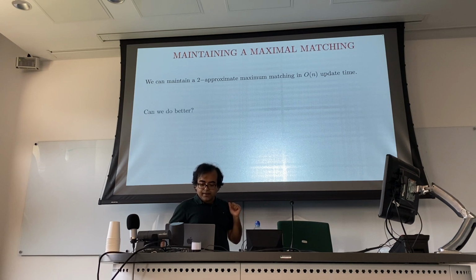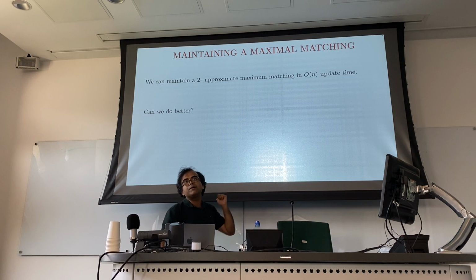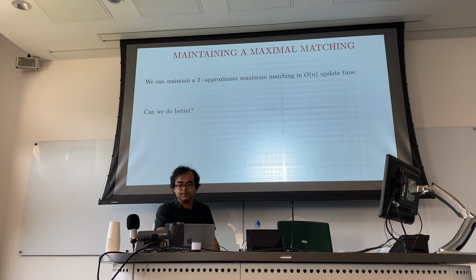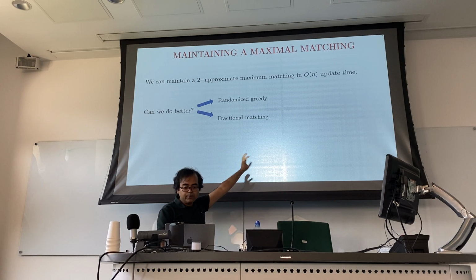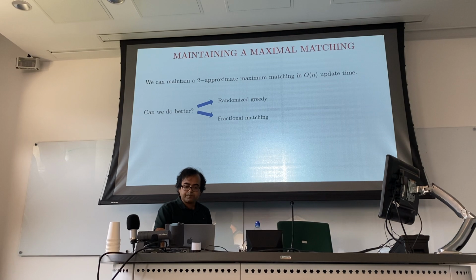However, if we use randomization, we can do significantly better. Or instead of 2 approximation, if we want 2 plus epsilon approximation, then also we can do significantly better. This is what happens. And so we can do better using 2 separate techniques. One is called randomized greedy, the other one is called fractional matching. I will only briefly outline the first technique. The second would be outside the scope of the talk.